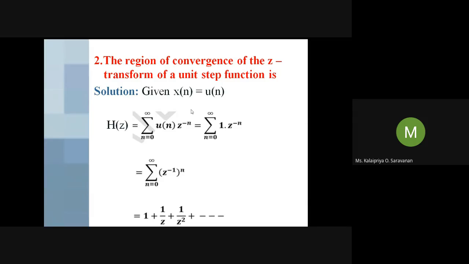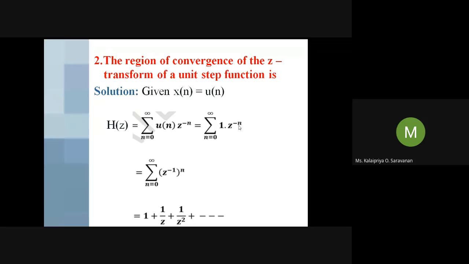The unit step function is going to exist only for n greater than or equal to 0. That is, from n equal to 0 to infinity, the value is 1. For n less than 0, the value is 0. So I've shifted the limit to n equal to 0 to infinity, u of n z power minus n. For 0 to infinity, the value of a unit step function is 1. So I'm substituting it as 1 times z power minus n, summation n equal to 0 to infinity.